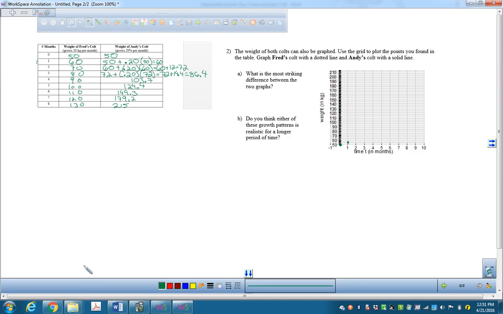Okay, let's see what kind of graph you guys. Yeah, just the dots. Just a dot. Okay. So go ahead and give that a shot while I'm going to freeze it.